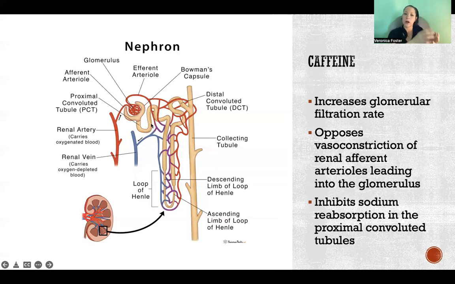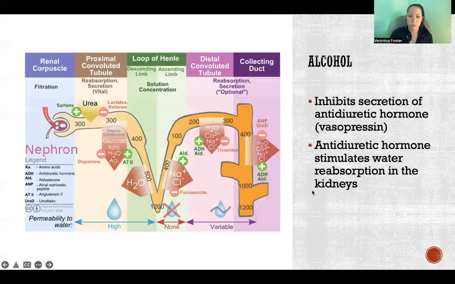So the first part after the filtrate is formed, normally we would have some sodium reabsorption back into the bloodstream, and it inhibits that. So when we lose sodium, we also are going to lose more water because of our need to maintain our electrolyte balance.